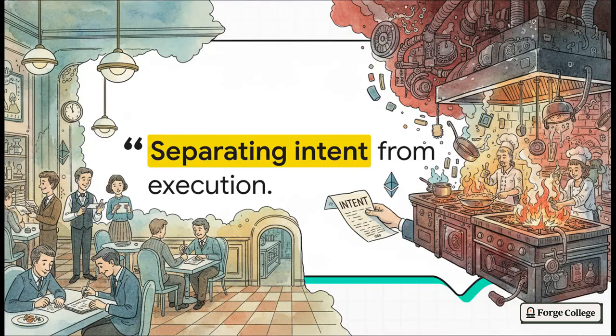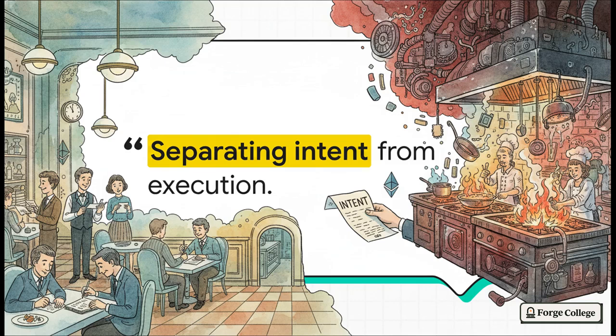The whole philosophy here boils down to one phrase: separating intent from execution. I want you to think of ERC-4337 like a really highly efficient restaurant. In the old system, you, the diner, literally had to walk directly into the kitchen, grab a pan, and cook the meal yourself while dodging a bunch of other people trying to do the exact same thing.